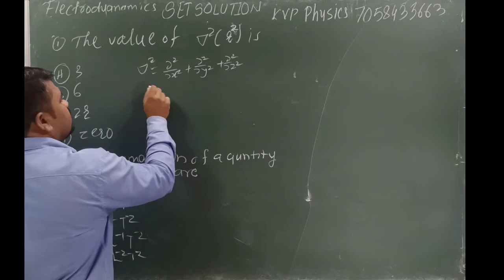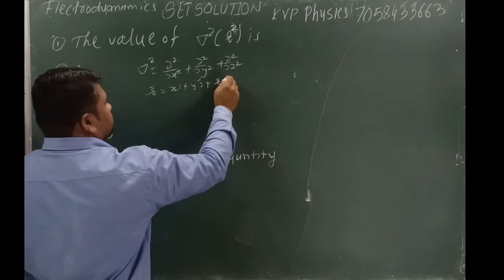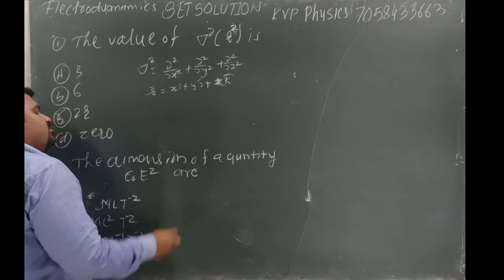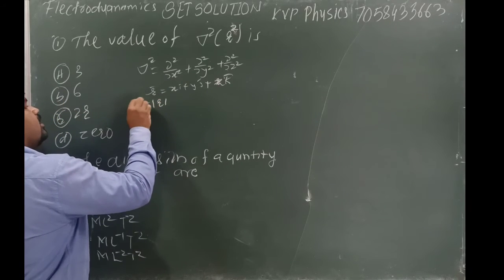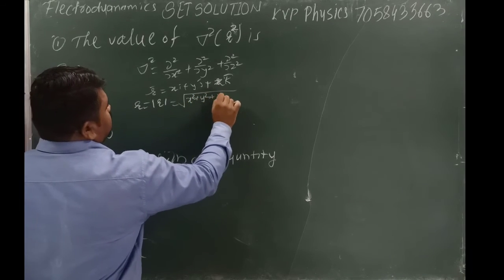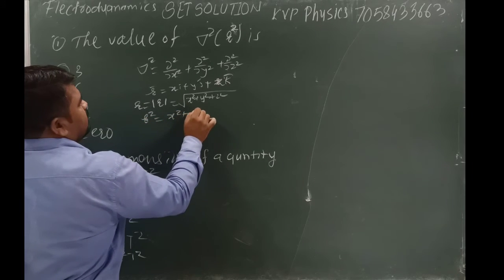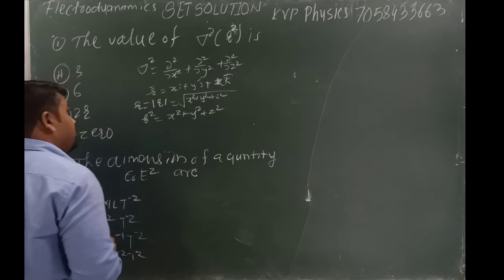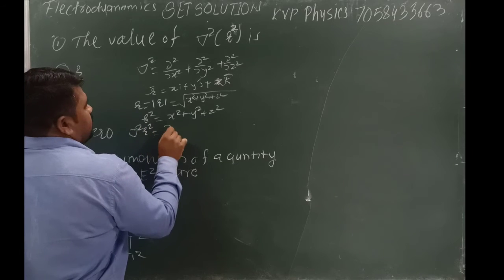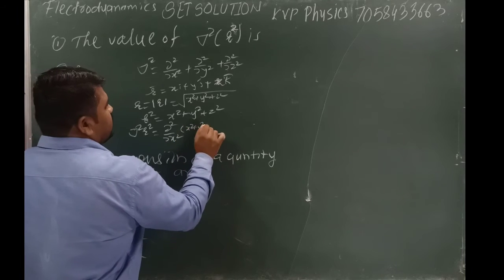Next, we know that r bar is equal to xi plus yj plus zk cap. Now we can find the magnitude of r. Mod r, that is r, is equal to under root x square plus y square plus z square. Now we can find r square: r square becomes x square plus y square plus z square. Now we can take the second derivative, meaning del square r square is equal to del upon del square of x square plus y square plus z square.